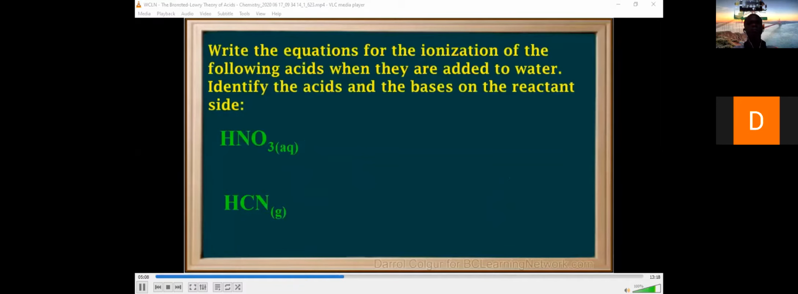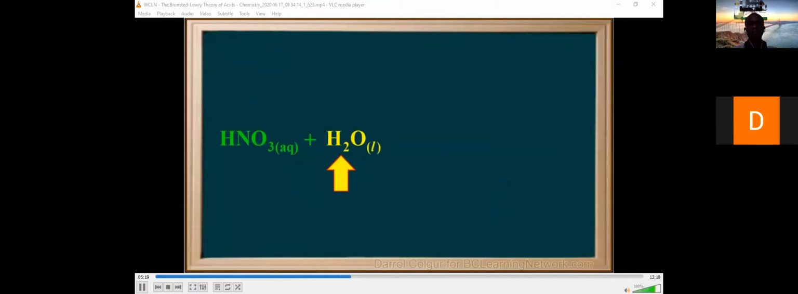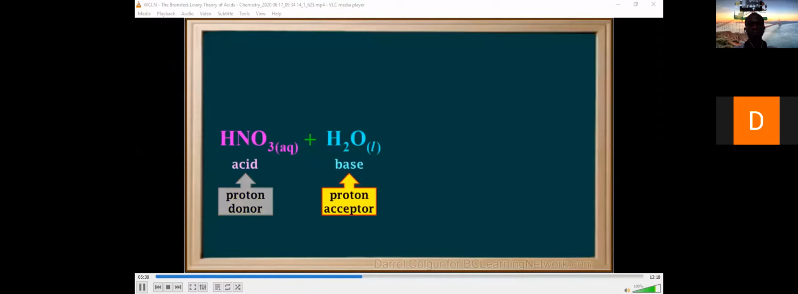Here's a question. We're asked to write the equations for the ionization of the following acids when they're added to water, and to identify the acids and bases on the reactant side. We'll start the first reaction by adding liquid water as the other reactant. The formula for this compound starts with an H, so we assume it acts as an acid, and we'll label it as an acid. So the other reactant, water, must act as a base in this case. Now an acid is a proton donor, and a base is a proton acceptor. So that means a proton, or H+ ion, will be transferred from the acid HNO3 to the base H2O.